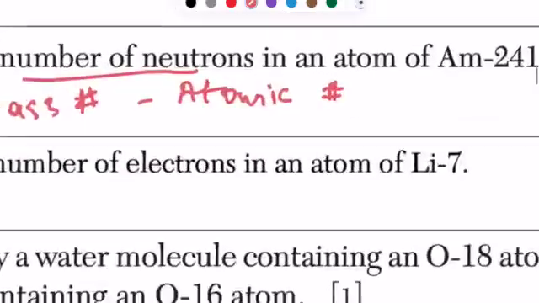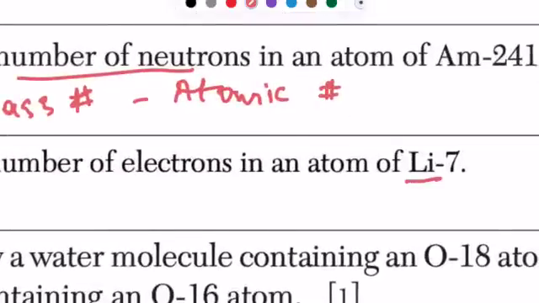Then 21 is: state the number of electrons in an atom of lithium 7. So go to lithium's electron configuration. You can add the number of electrons, or you can simply look at the number of protons for lithium, the atomic number, and that will be your answer.